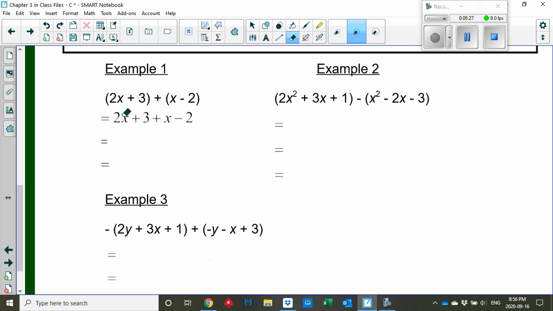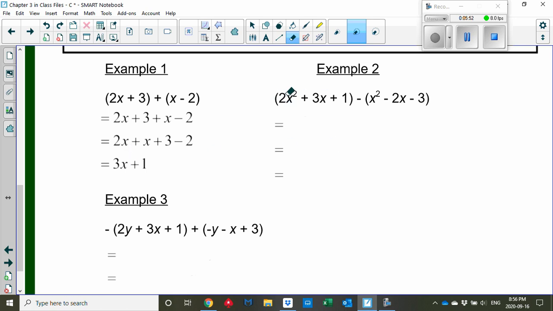Now I just reorder. Start with my 2x, I move my plus x next. This plus sign goes with it. The +3 moves after, and then I have subtract 2. And when I add my like terms, 2 plus 1 is 3 of these x's, and 3 take away 2 is a +1. And I'm done. I cannot add those together because they're unlike terms.